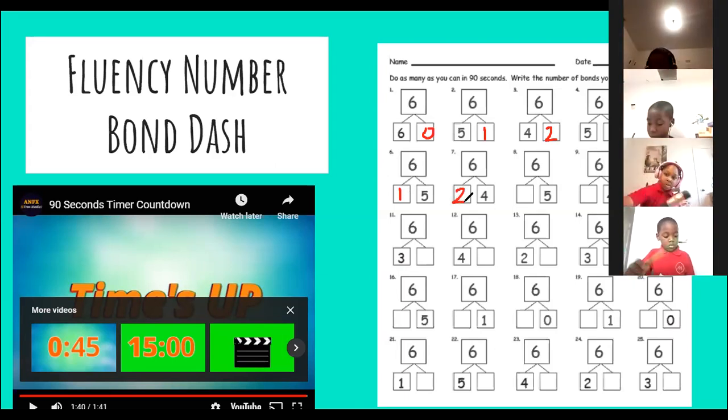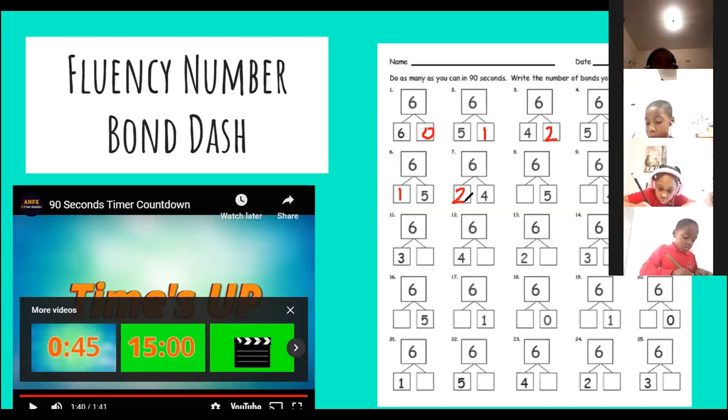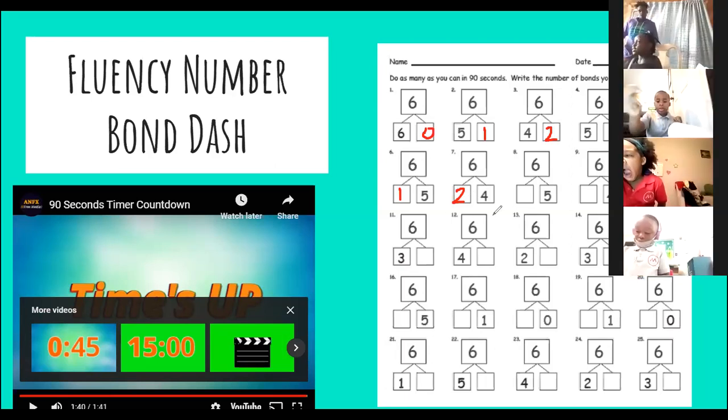Miss Adams is moving to number 8. We're moving quickly because we know that we can decompose 6 already. So number 8 says 6 is my whole and 5 is my part. Desir, what is my other part? 1. 1, thank you, Desir. Put yourself back on mute.